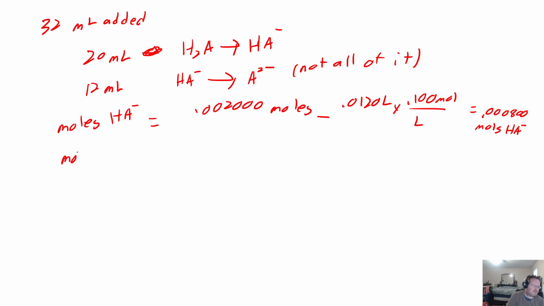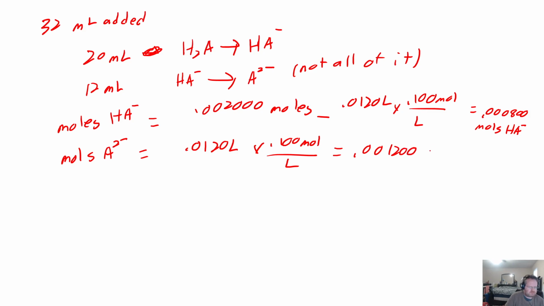And then how many moles of A2 minus did we form? Well, that comes from the 12 milliliters of sodium hydroxide. You notice with these problems, a lot of it's about being able to identify what's happening at different steps to figure out what calculations to do. So I just need to multiply this by the 12 milliliters, not the full 32. Being able to figure out how to stepwise break down your problem. And that gave us 0.001200 moles of A2 minus. We have more base than acid. That's good, what we would expect.